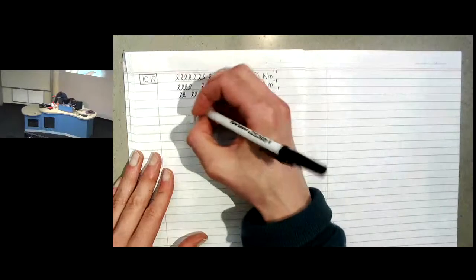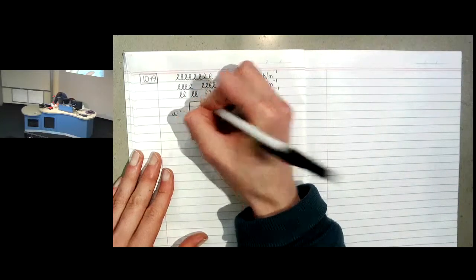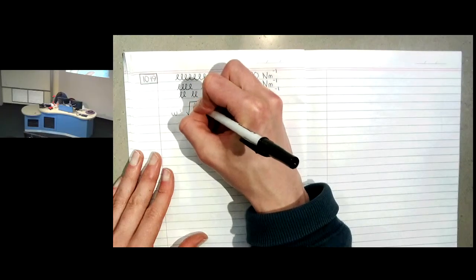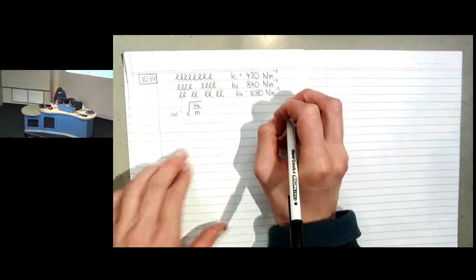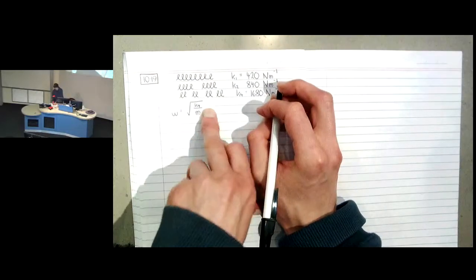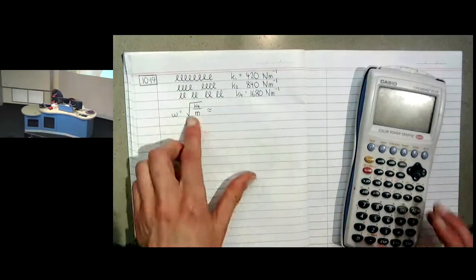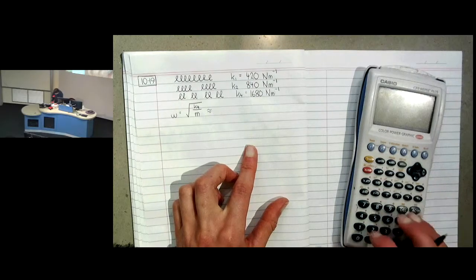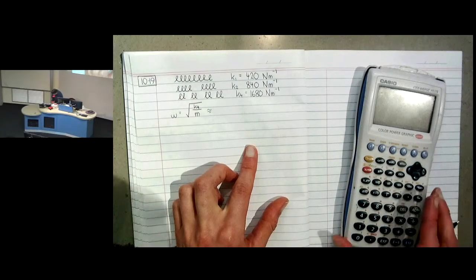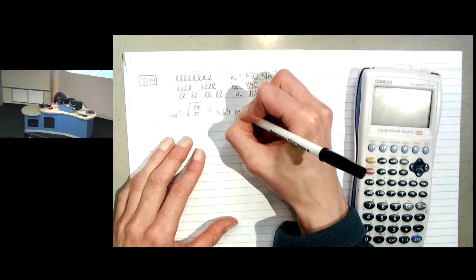Well, since we know the mass and we know the spring constant of that 25 coil spring, we just have to divide the spring constant by the mass and then take the square root, and that gets us to about 6.04 radians per second.